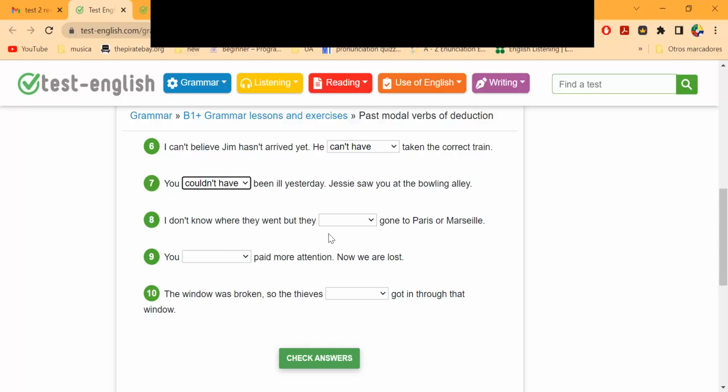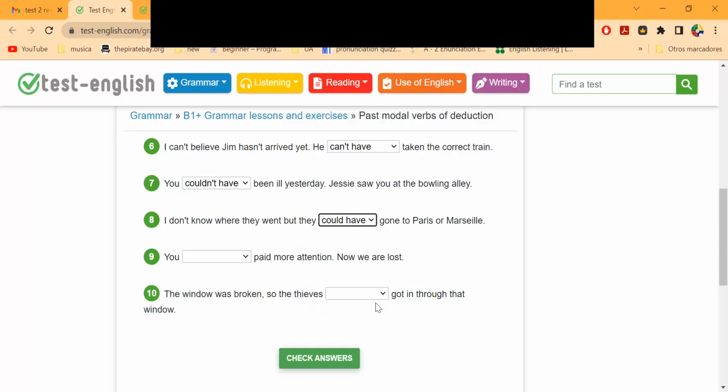Okay, I don't know where they went, but they have gone to Paris or Marseille. No está muy segura la especulación. I don't know where, but they... Must have. No, that is a strong certainty. Could have, or might have, or may have. Okay, that they may have gone, they could have gone, they might have gone to Paris. That your deduction is not very strong. But if you say they must have gone, no calza con esto, ¿no es cierto?